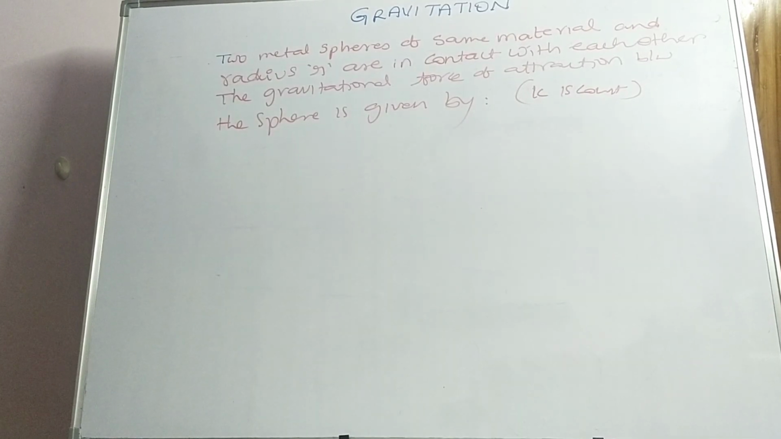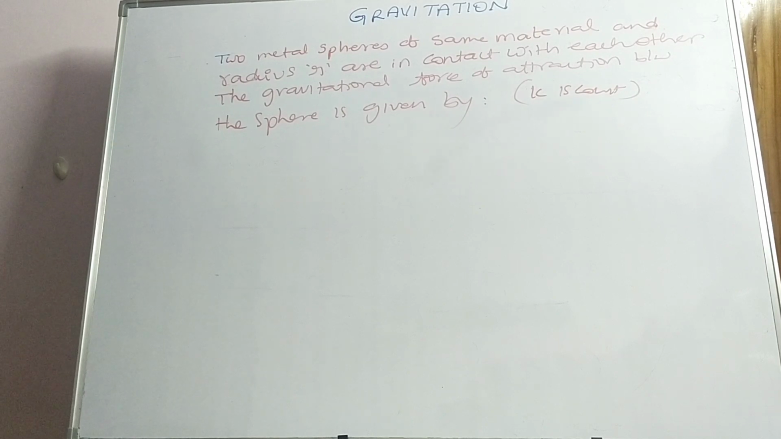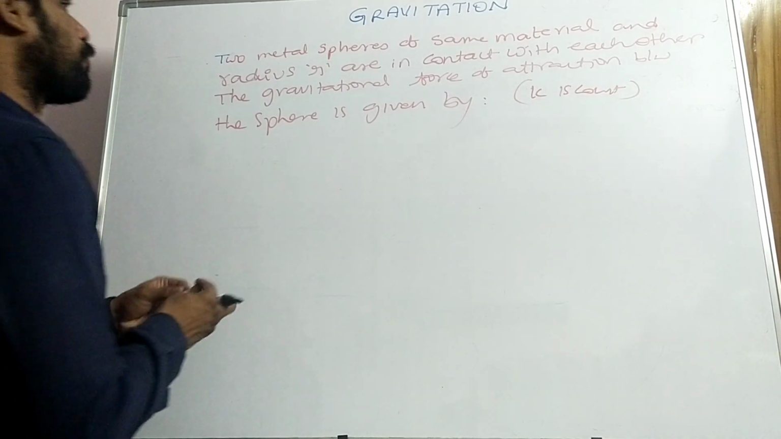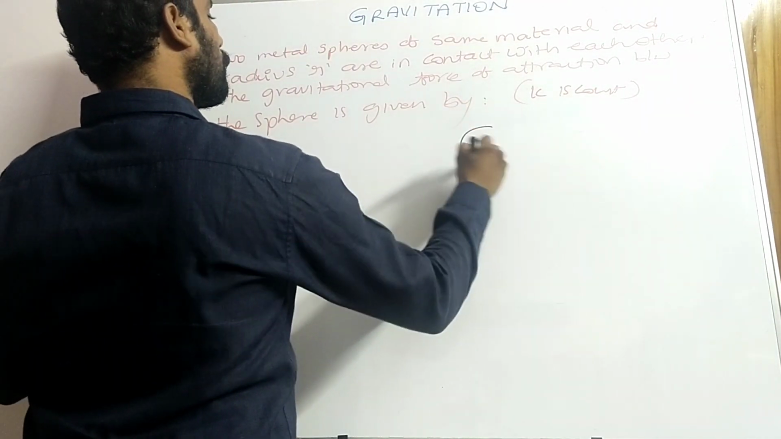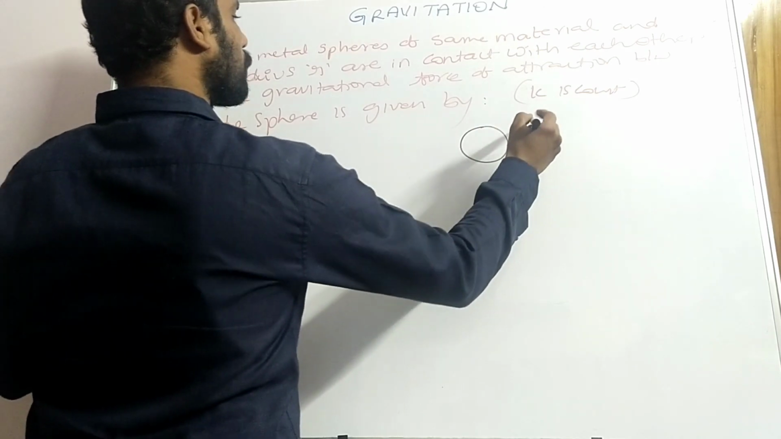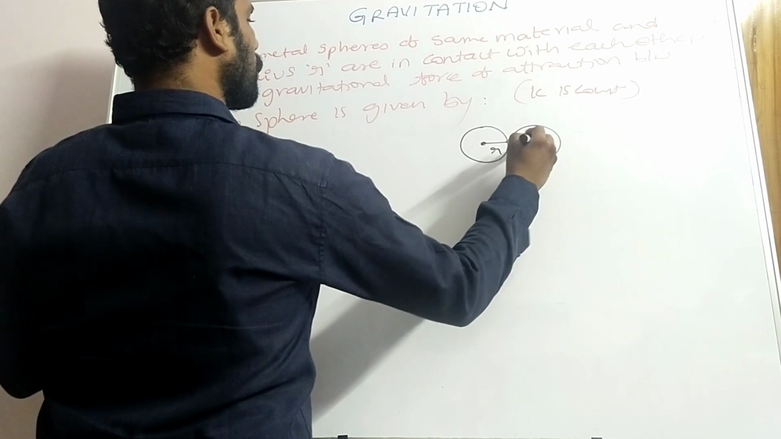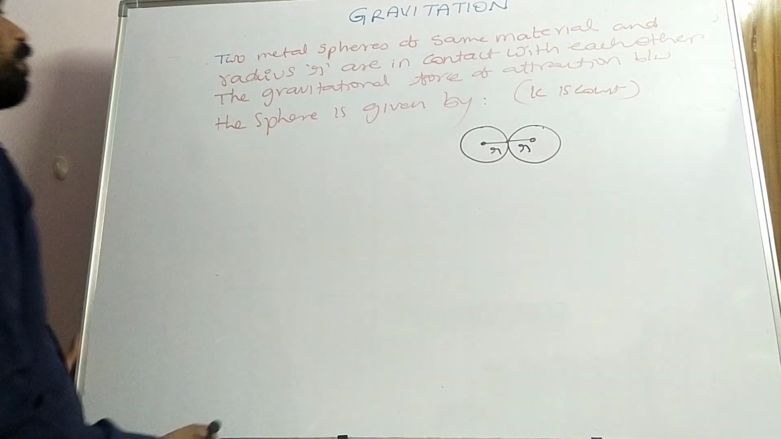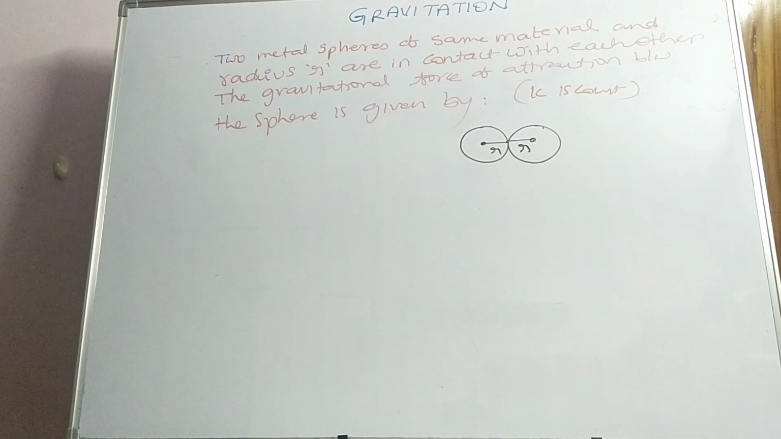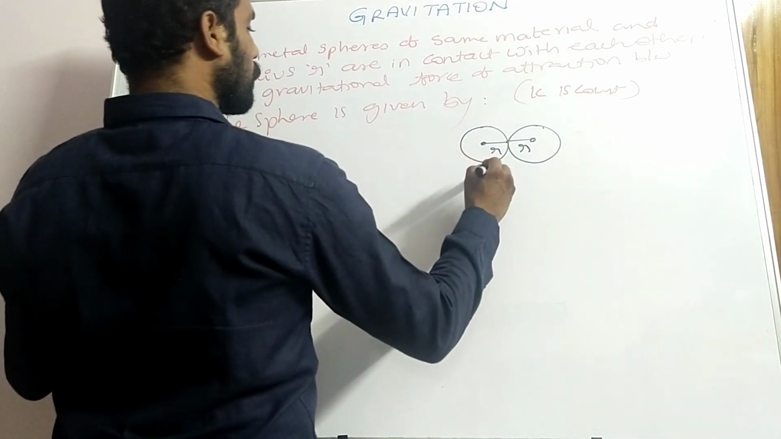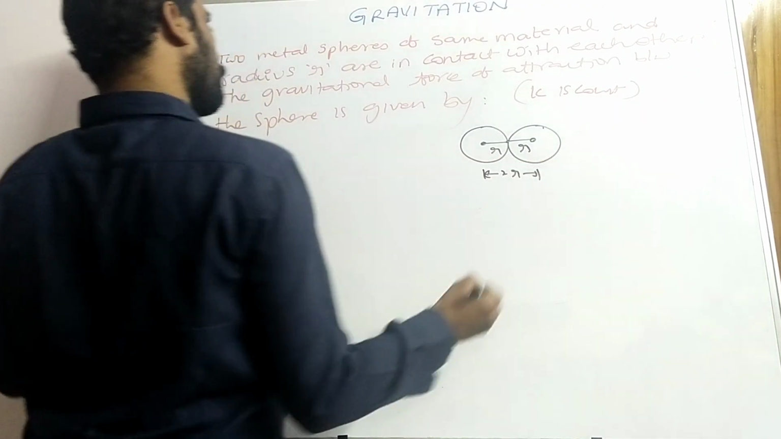So here is the problem given. Two metal spheres of the same material and radius r are in contact with each other. The gravitational force of attraction between the spheres is given by. So here two metal spheres of the same material and the radius also the same. So this is r as well as this is r. The distance between those two will be taken as 2r.